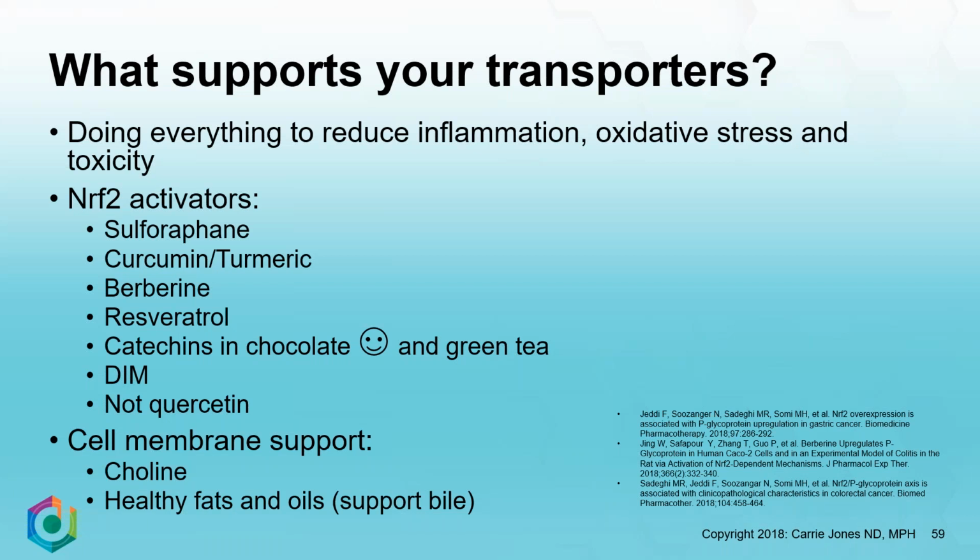Cell membrane support, so choline, healthy fats, healthy oils, things that support bile. Why? Because this transporter is trying to get from in to out through this cell membrane, and if it's stiff and rigid, then it's going to have problems. And then, of course, if you have bile issues, once it's out in the bile, what are you going to do with it, right? Then it's potentially going to get reabsorbed.